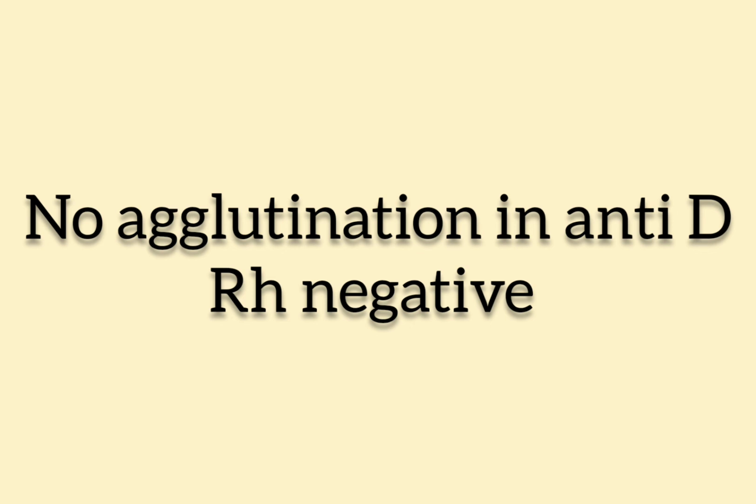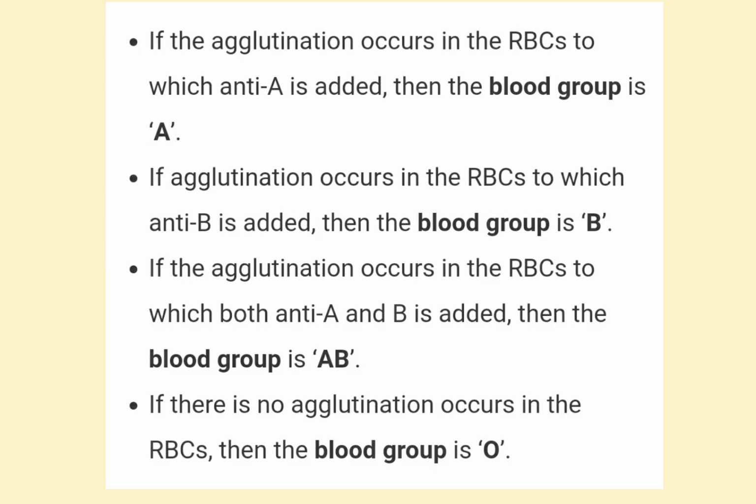If there is clumping in anti-A and there is no clumping in anti-B, then the blood group is A type. If there is no clumping in anti-A and clumping in anti-B, then the blood group is B blood group. If there is clumping in both anti-A and anti-B circles, then the blood group is AB blood group. If there is no clumping in both the circles, then it is blood group O type.